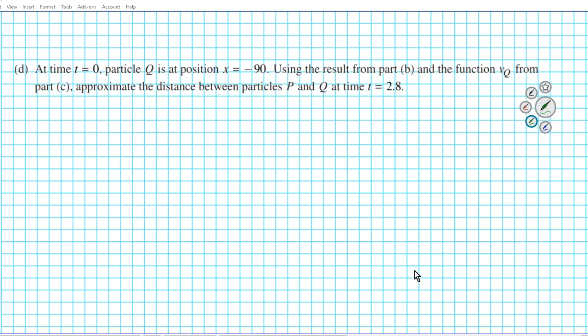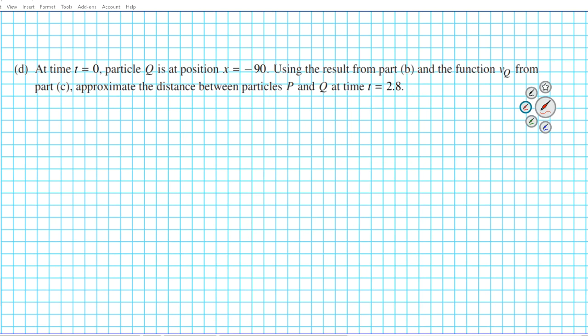Alright, so part D reads: at time t equals 0, particle Q is at x equals -90. Using the result from part B and the function V sub Q from part C, approximate the distance between particles P and Q at t equals 2.8. So we're going to be finding the distance between them, basically find a position and then find the change of the position between them at this time right here.